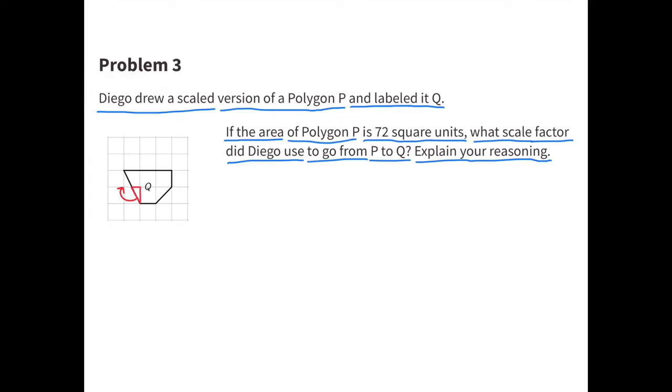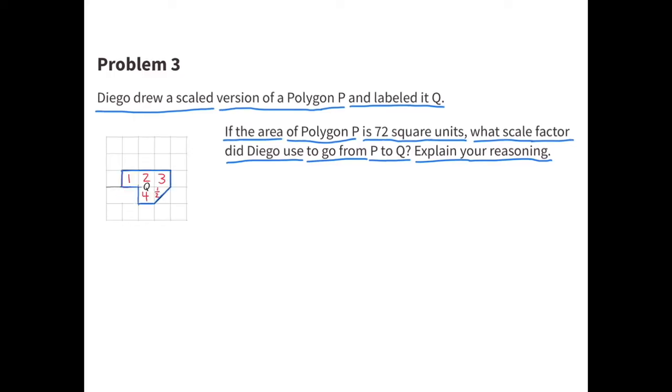And to do this, I'm going to decompose this polygon a bit to turn it into a shape that's easier for me to recognize. I chose to move this section over here to make one full square unit. Now it'll be a lot easier to count. It looks like we have a total of 4.5 square units. So now we know that polygon Q has a total area of 4.5 square units.